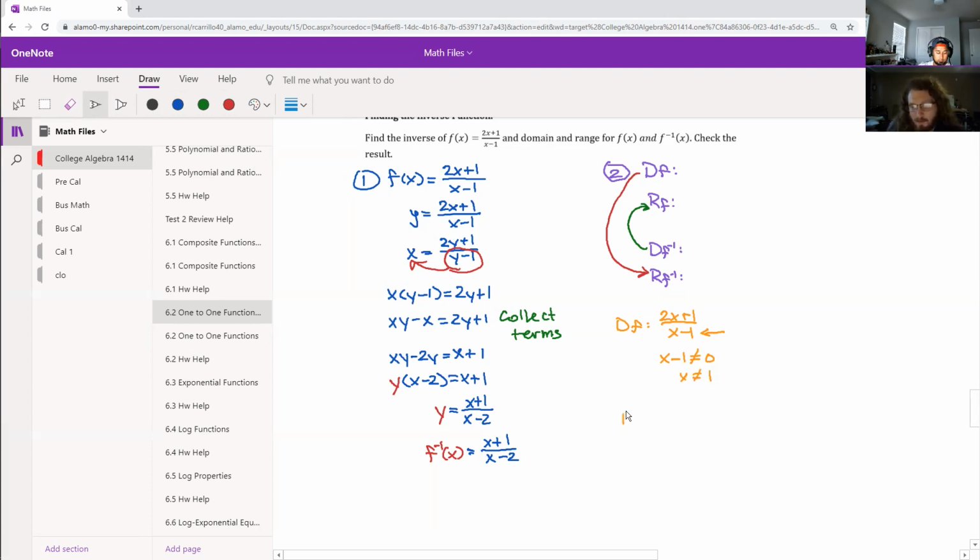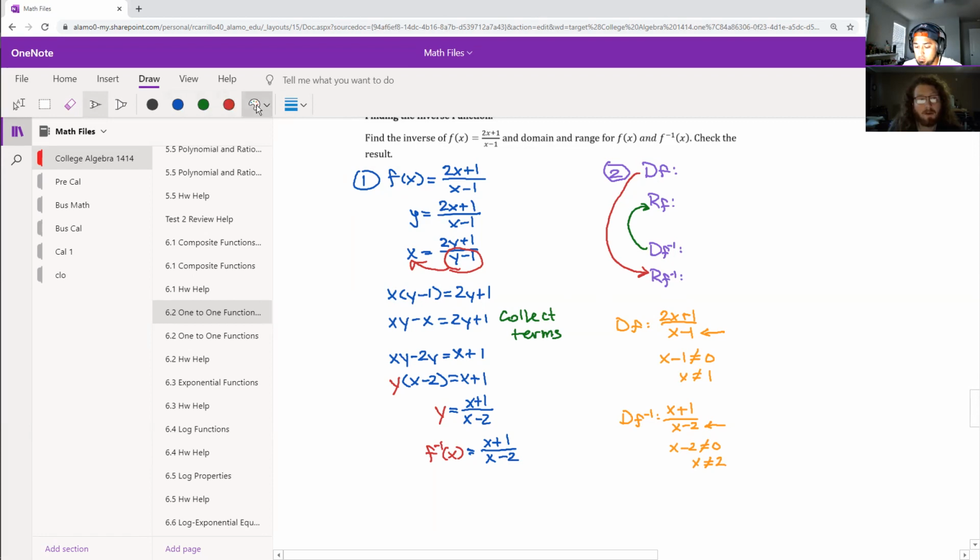And then I'll do the same thing with the f inverse, right? So that will give me (x plus 1) over (x minus 2). Same deal. We only want to look at this for our denominator. Say x minus 2 can't equal 0. x cannot equal 2, right?